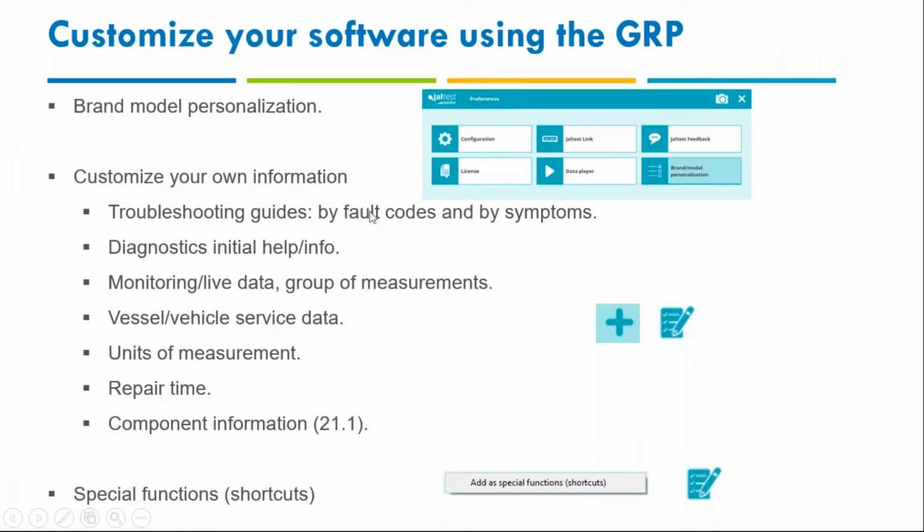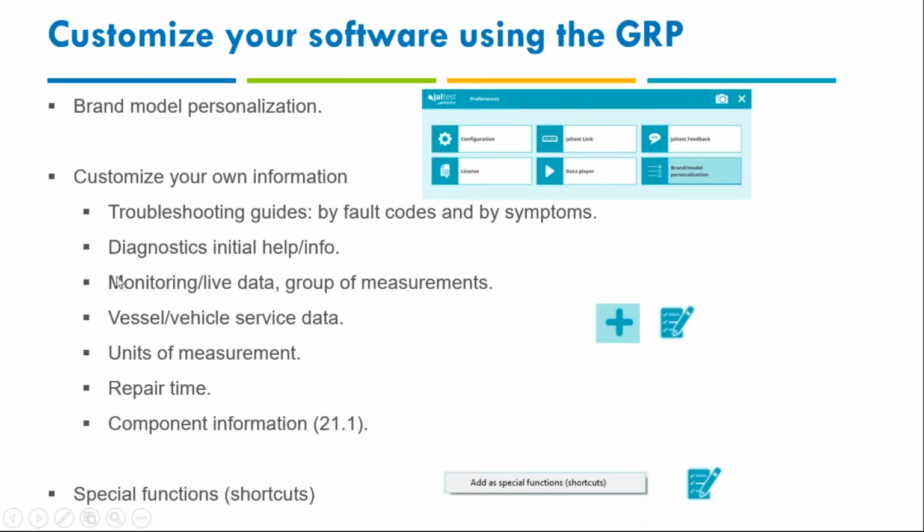Now you can customize your own information. Although we have our own troubleshooting guides by focus and by symptoms, you can create your own ones, and they will be available for the entire network. The same thing with the initial information on the functionalities. For example, you want to do a calibration, and you have step 1 with the initial information on what you're about to do. Then you can add your own information, and you know who created that information and when.